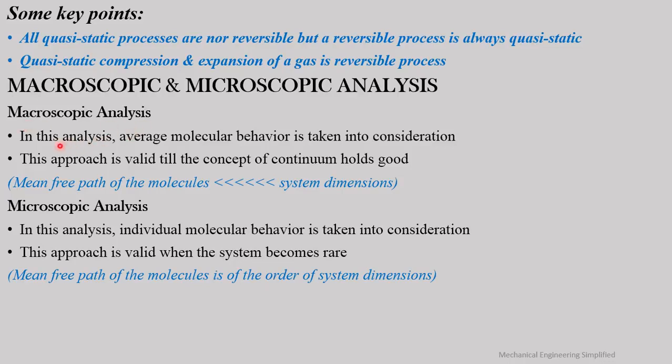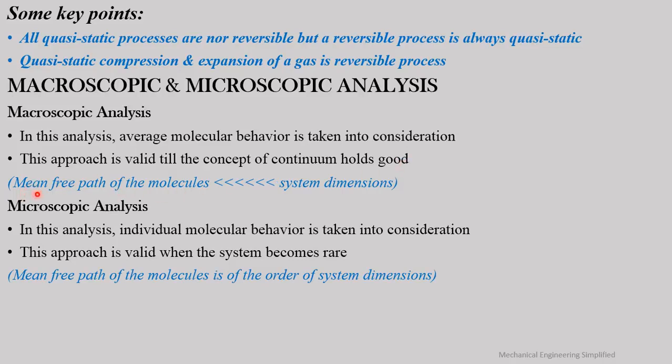Macroscopic analysis. In this analysis, average molecular behavior is taken into consideration. We will not take the individual molecular behavior. We will consider the average molecular behavior, how the molecules are behaving on a whole, on an average basis. That is our main concern in macroscopic analysis. And this approach is valid till the concept of continuum holds good.